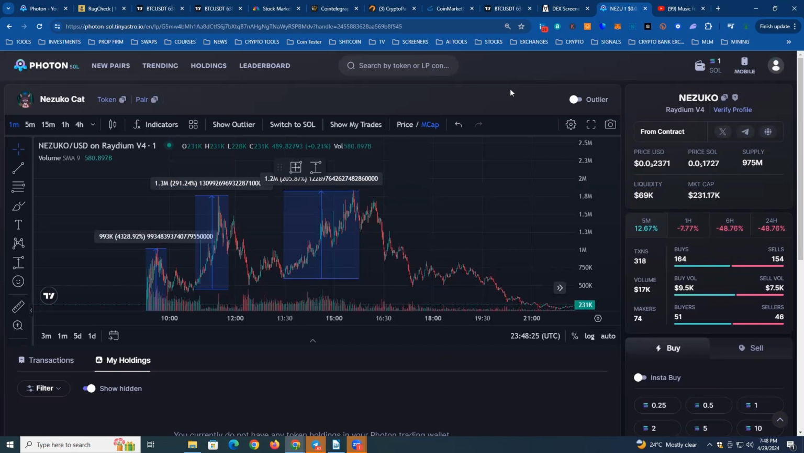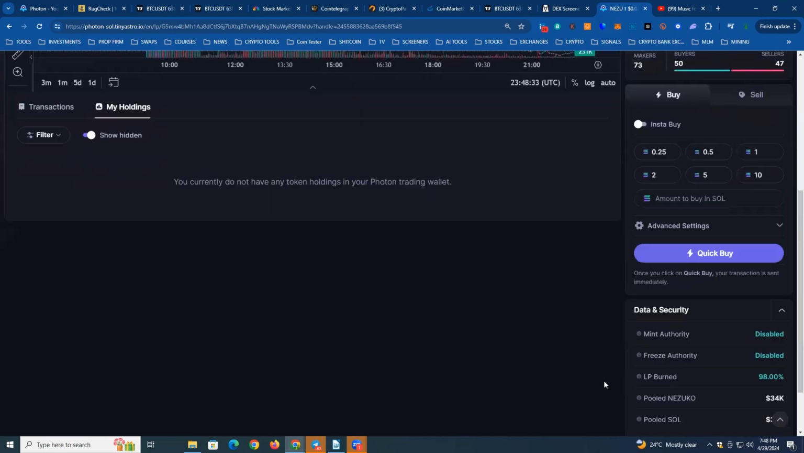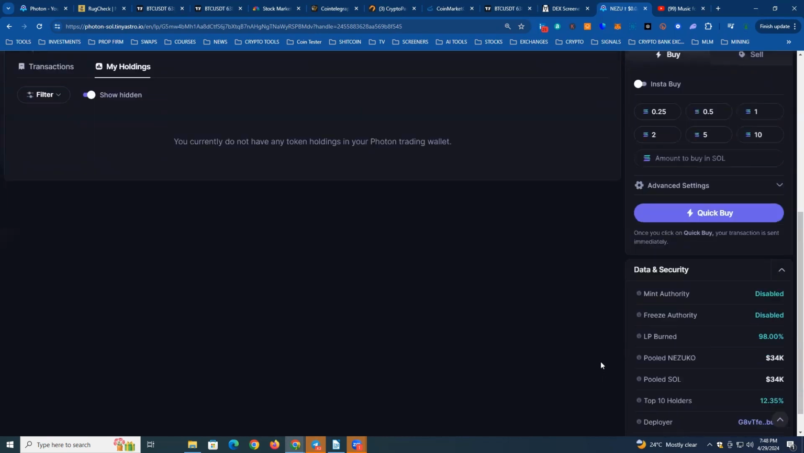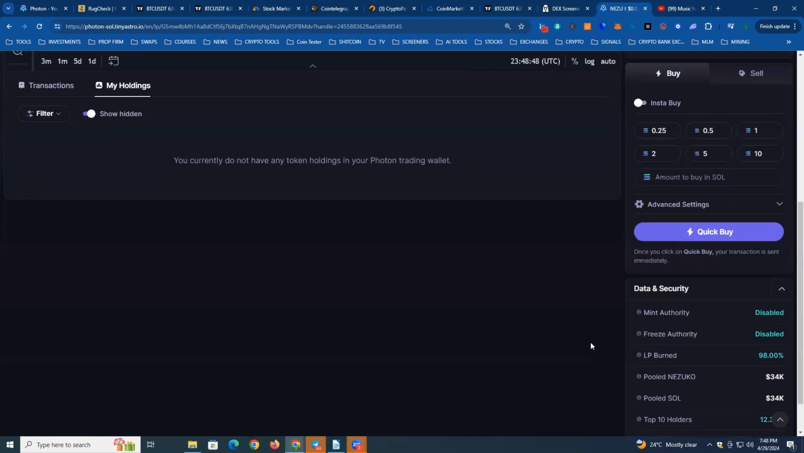Now, as a word of advice, ladies and gentlemen, you do not want to just ape into a coin, even after you've done your due diligence with the rug checks and you have enough liquidity and you have enough holders of the coin. You want to enter into your position in a piecemeal type of way.